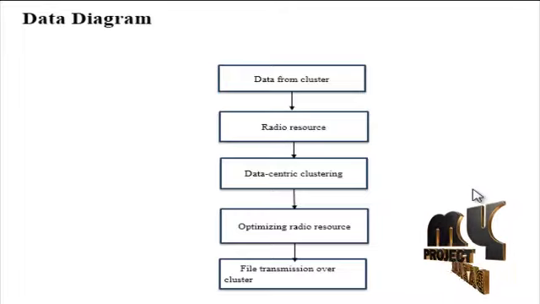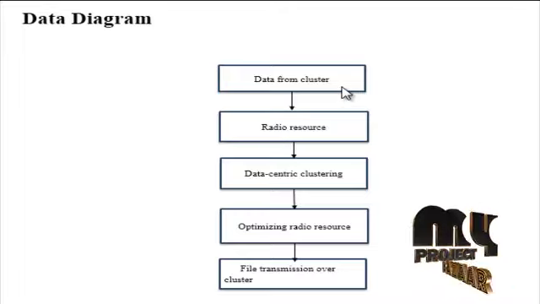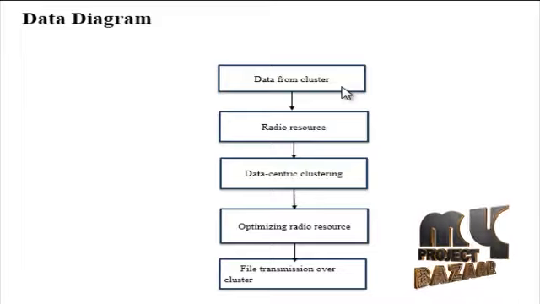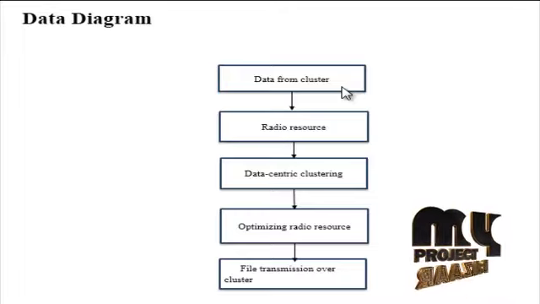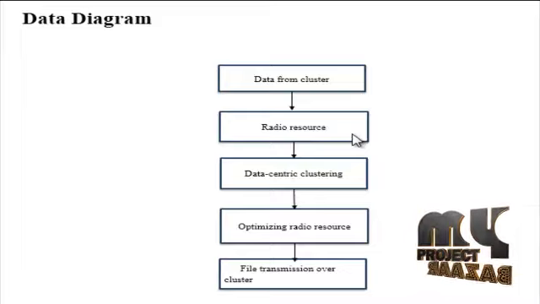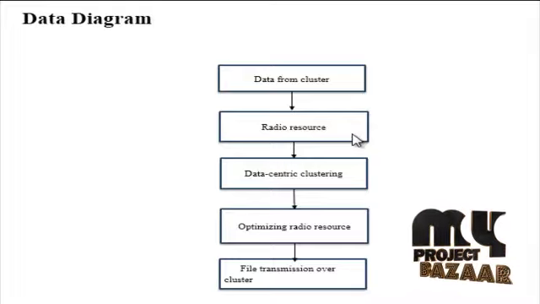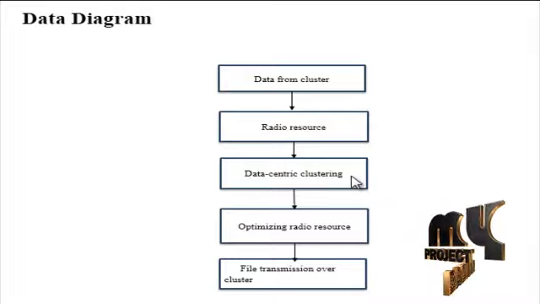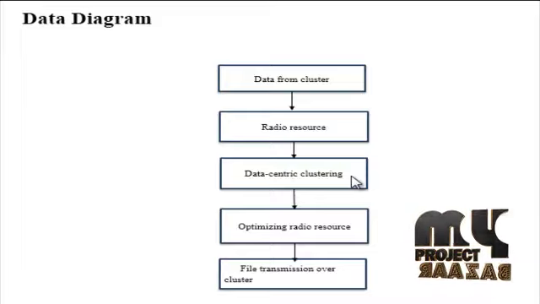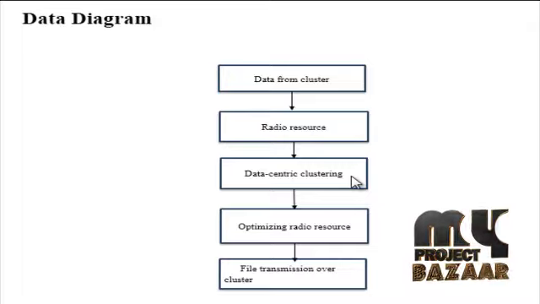This is the project flow. First, we will have data from a cluster, in which we get input data as a file or a folder from a node in a cluster, and then we use a radio resource. The radio resource is a medium through which wireless devices can transmit data between two devices. Data-centric clustering is used to optimize the radio resource if it has too much data to transmit between the two devices.